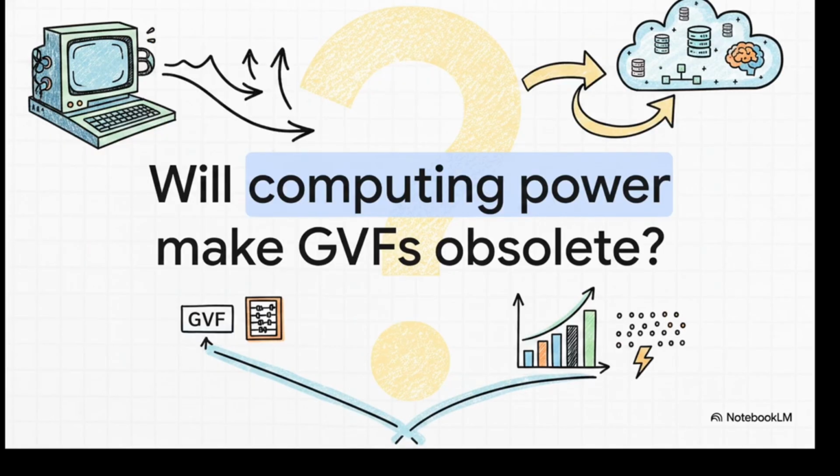Which leaves us with a really fascinating tension to consider. We developed generalized variance functions in the first place because direct resampling was just too computationally expensive to distribute at scale. But as raw computing power continues to grow exponentially, moving from old mainframes to the cloud, will we reach a point where brute force bootstrapping becomes so fast and trivial that elegant statistical shortcuts like GVFs are rendered completely obsolete? It's a provocative question right at the frontier of survey methodology.